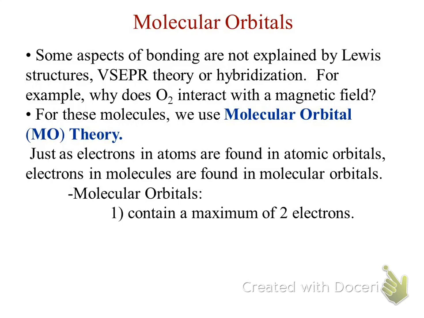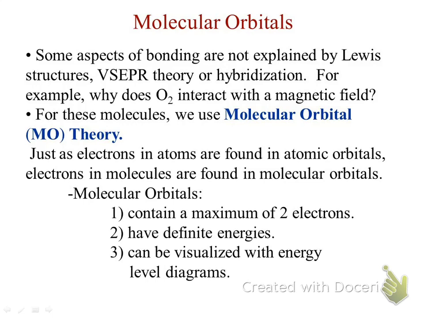And each one contains a maximum of 2 electrons and has definite energies, meaning it's going to increase in energy as we go up, and can be visualized with energy level diagrams. Now again, this has to be in reference to the entire molecule. So we're actually going to see the relationship between each individual atom, but then we have to apply it to the molecular scale.